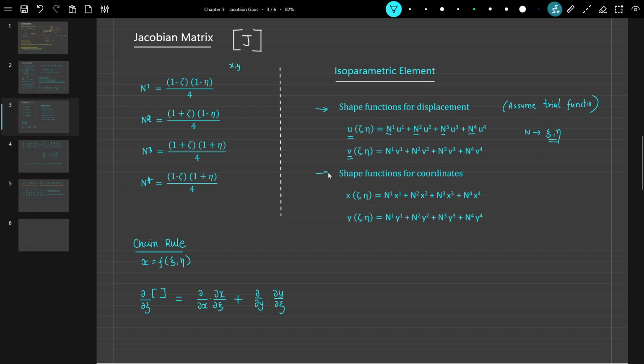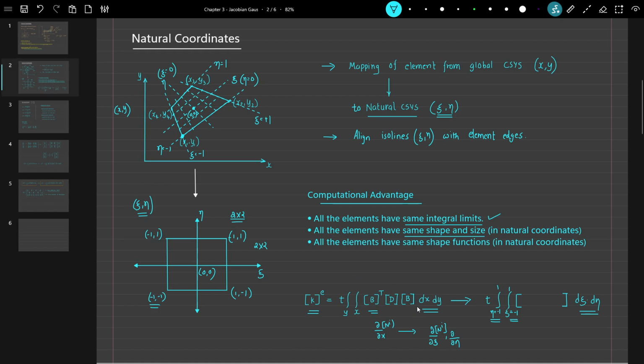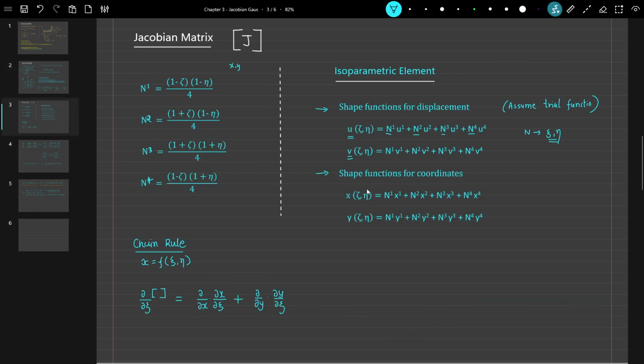Similarly, as we said, we need to transform this b into zeta eta. This dx dy also we have to write in form of zeta eta. So there should be a relation between xy and zeta eta space. So this is given by this form. Let's try to understand this.